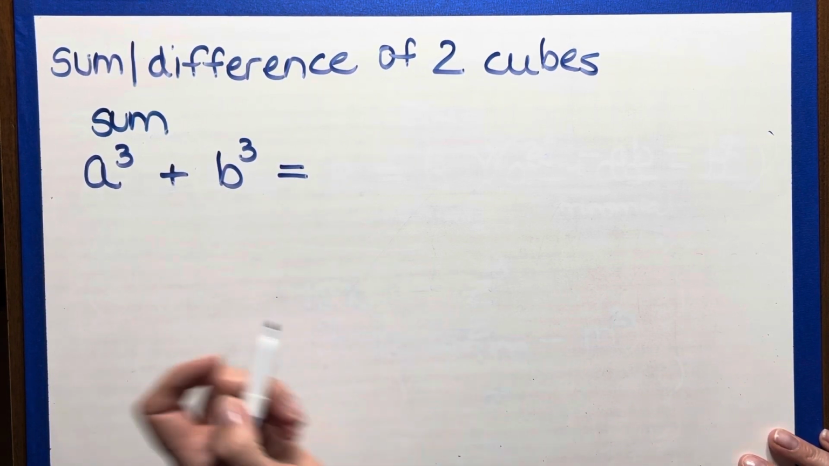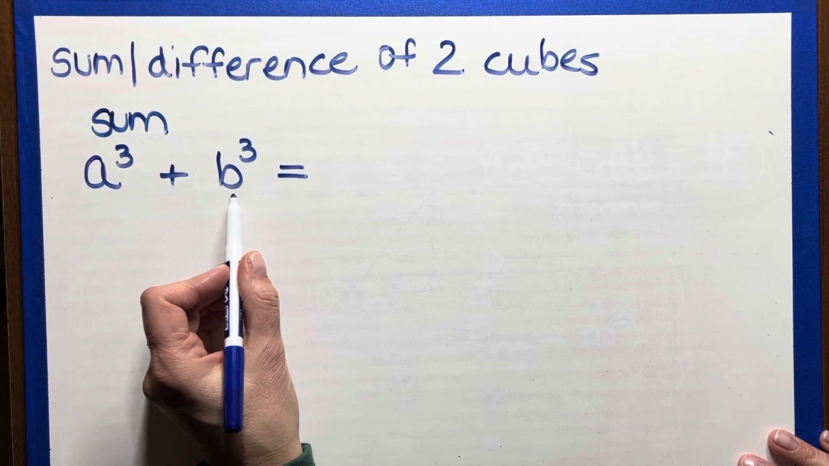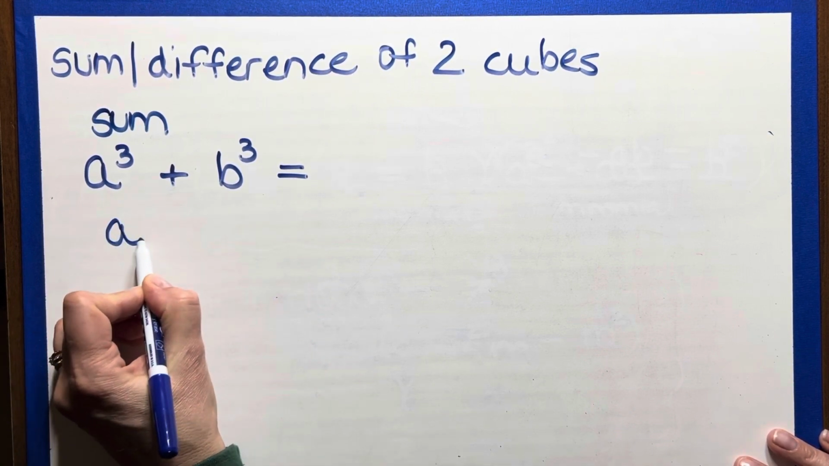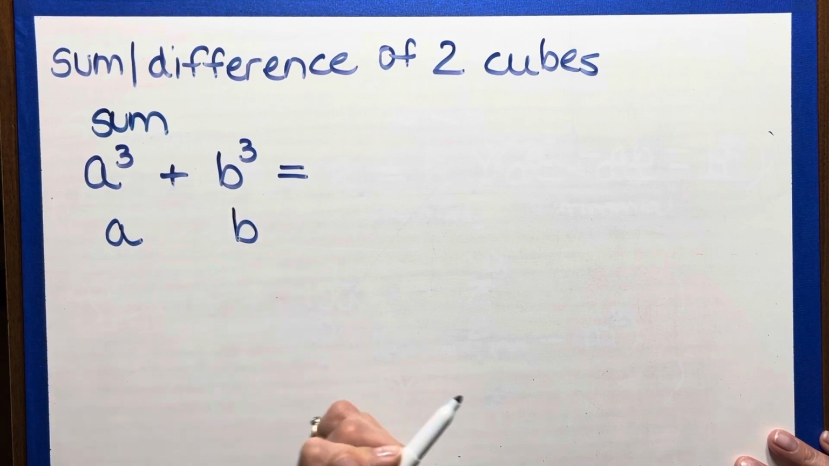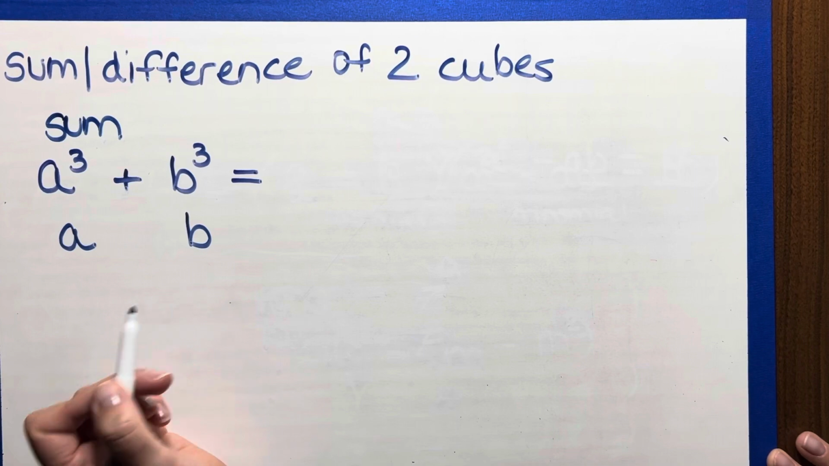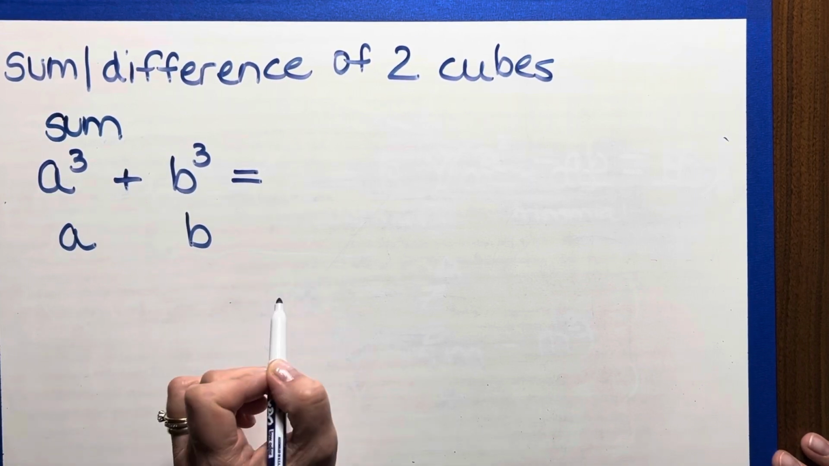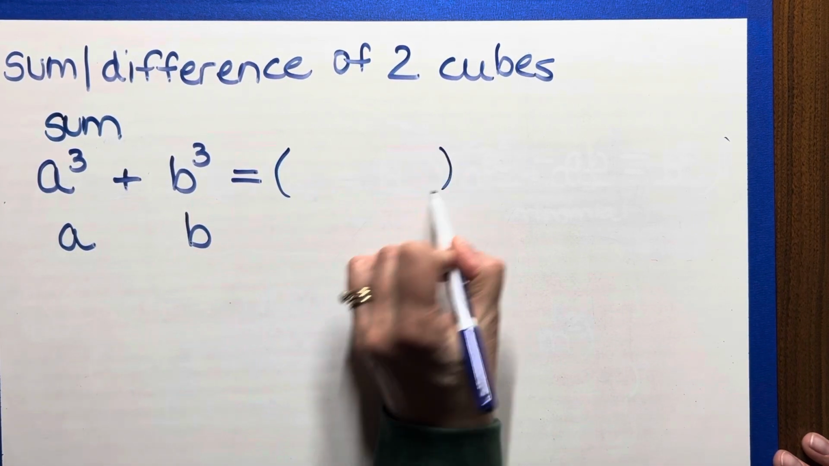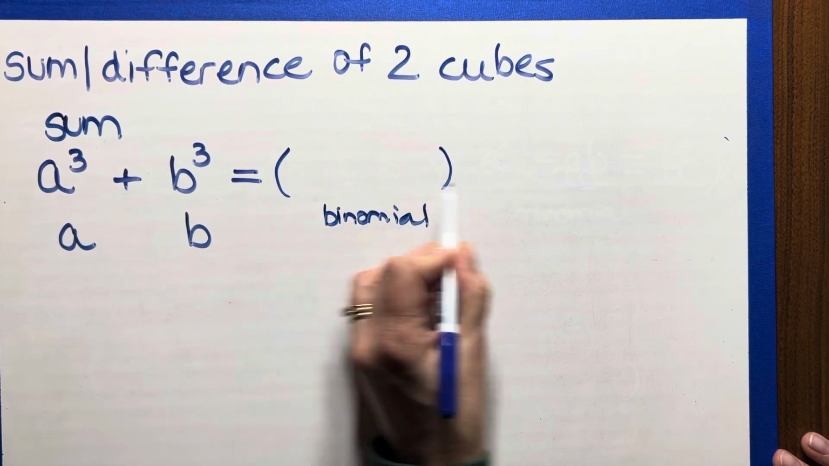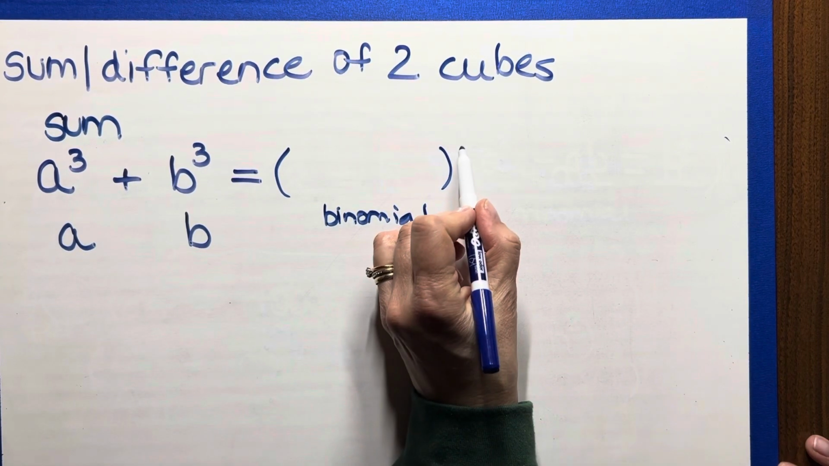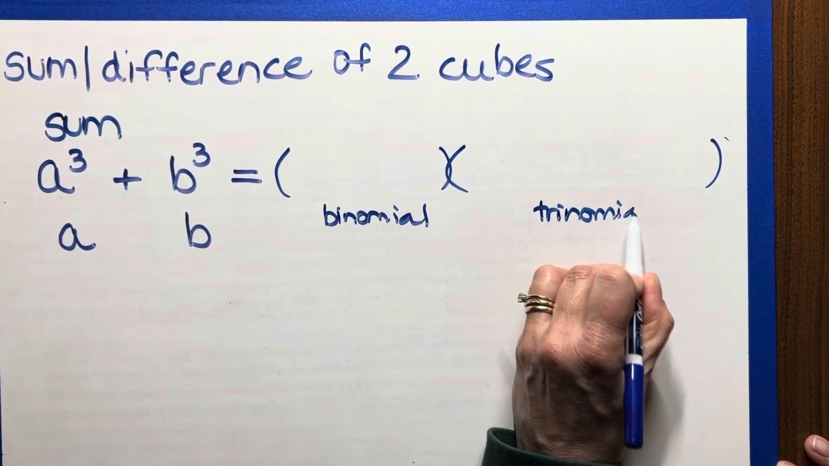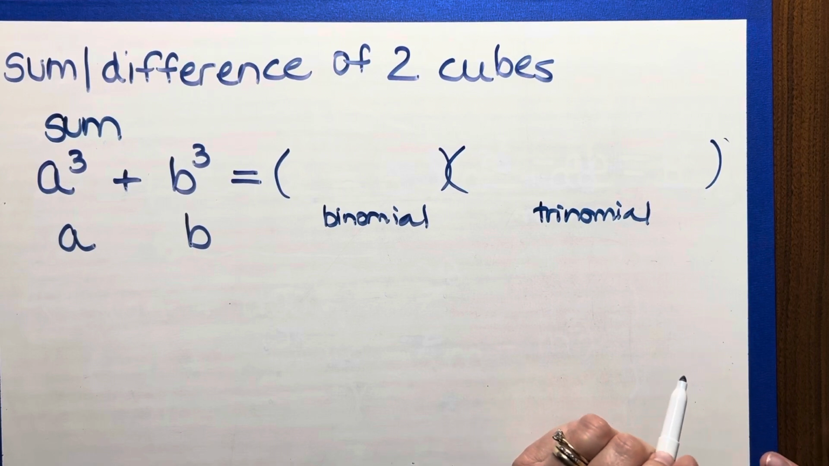So the first thing that I want to do is take the cubed root of each of these terms. So the cubed root of a to the third is a, and the cubed root of b to the third is b. That's my first step. Now, when we factor the sum or difference of cubes, we will have a binomial set of parentheses, so we're going to have two terms, and we also have a trinomial. That will be every single time.